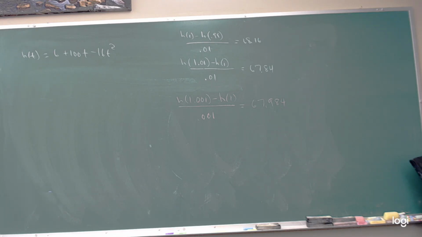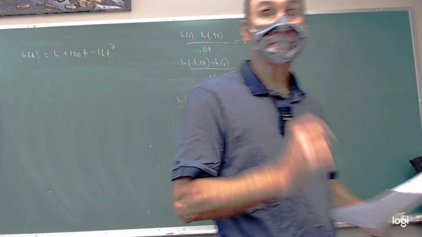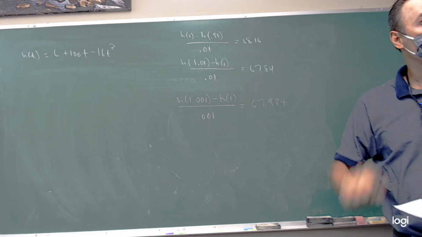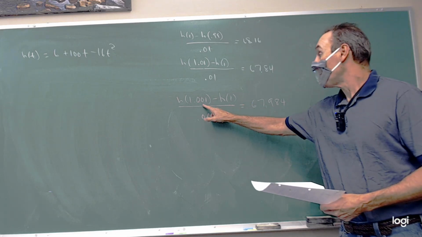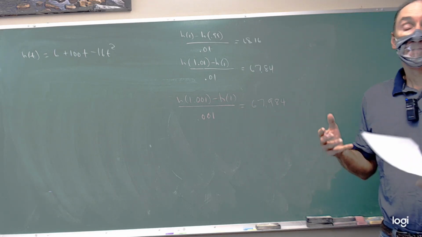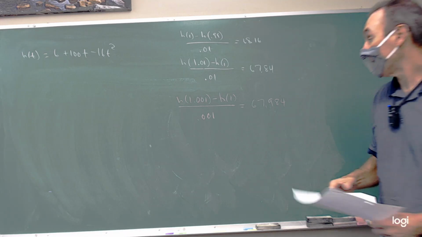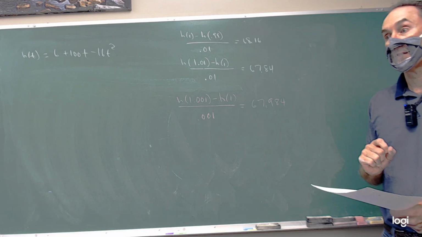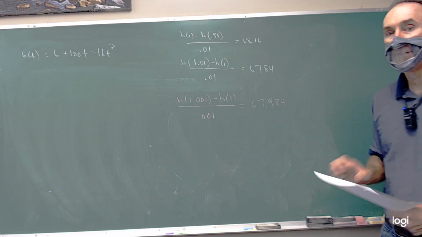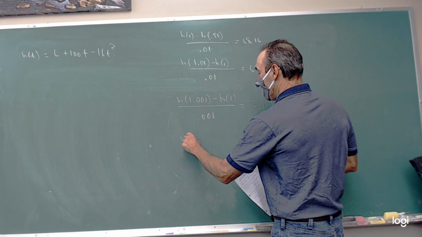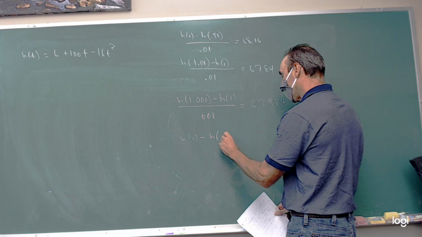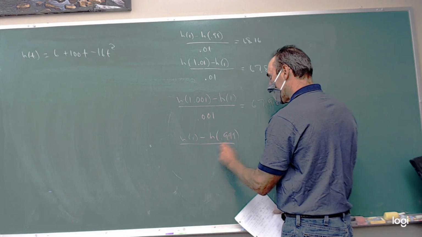Now these are still approximations to the velocity at time 1. These are still average velocities just over a very small interval. And of course, the smaller the interval we make, the better the approximation, okay? Then we get 67.984. So what are we going to do next? Oh, come on, you know. h of 1 minus h of 0.999. Guys, it's like you read my mind, it's scary.